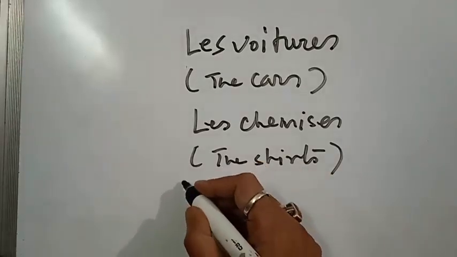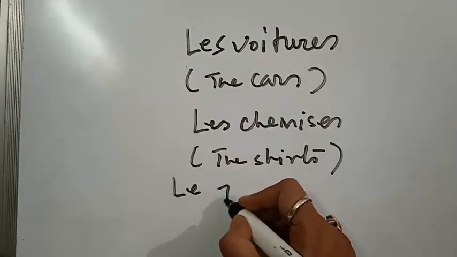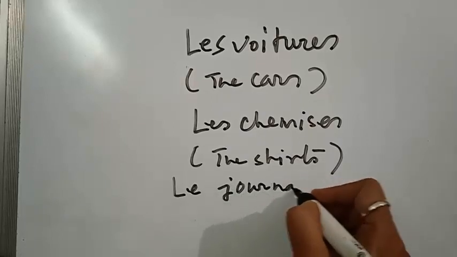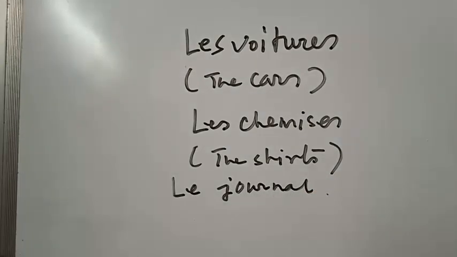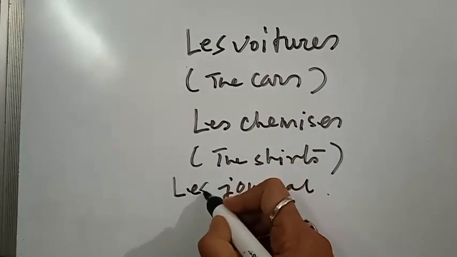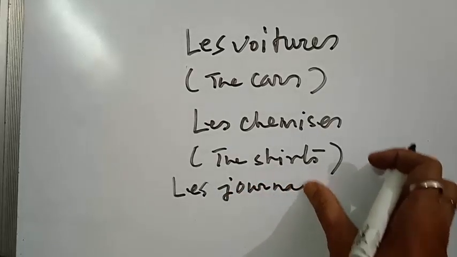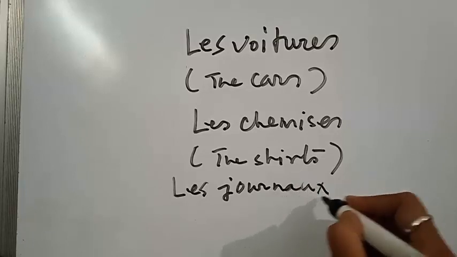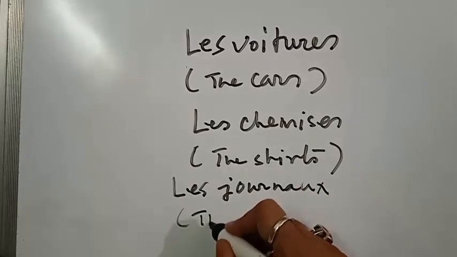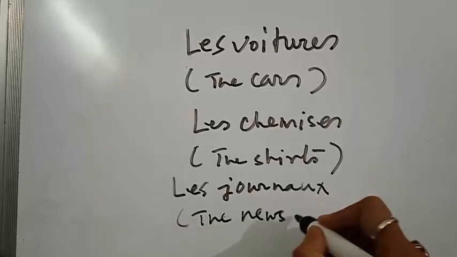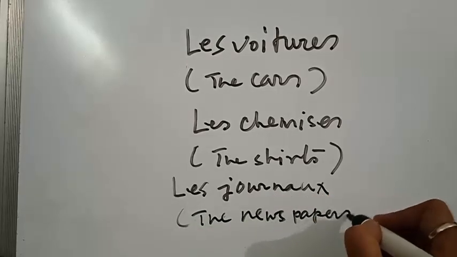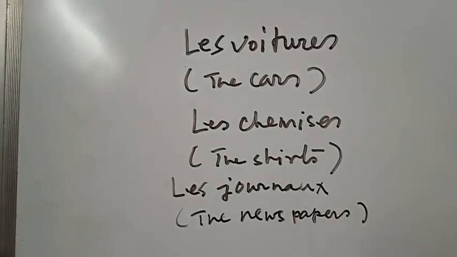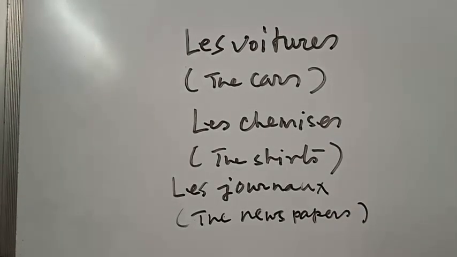But in one case, le journal, a newspaper, one newspaper. If you make it plural, it will be les journaux, with AUX in the plural. Les journaux means the newspapers. These are also exceptional words. These types of exceptional words are there in French grammar. They take X at the end for the plural.